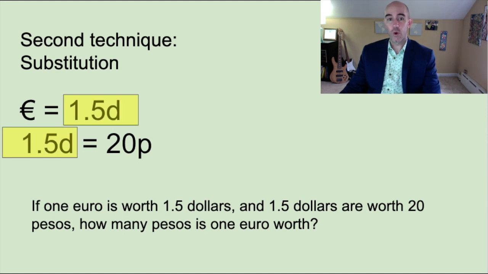Well, if you know that $1.50 is equivalent to 1 euro, then in the second equation, where it says $1.50, you can substitute 1 euro. So now you have 1 euro equals 20 pesos. Good to know. Here's a different conversion.